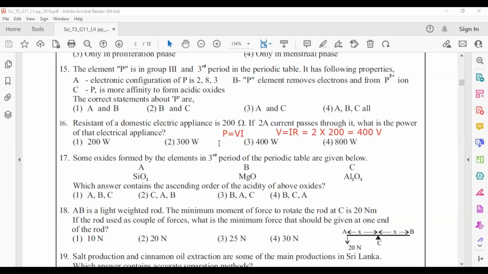Now we can substitute the values into this equation. 400 volts multiplied by current 2 amperes equals 800 watts, not volt, it is 800 watts. Answer 4.